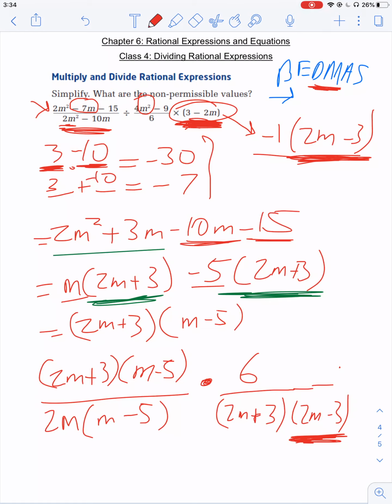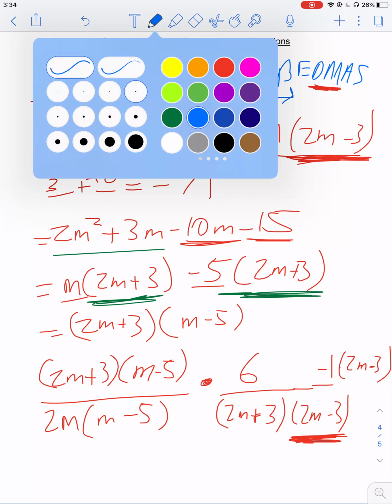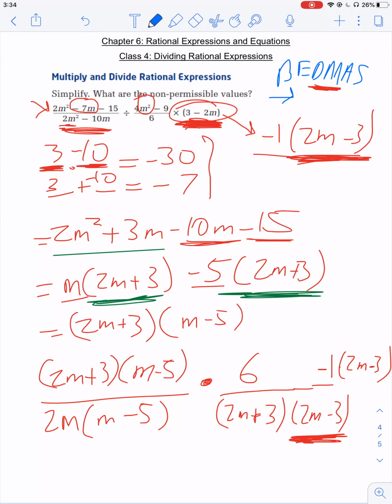You just have to understand how the questions work, and once you do enough practice, you will get to that point. So I'm just going to put this over here, minus 1 times 2m minus 3, because this is more advantageous for me. Now let's cross things off and see what will happen.